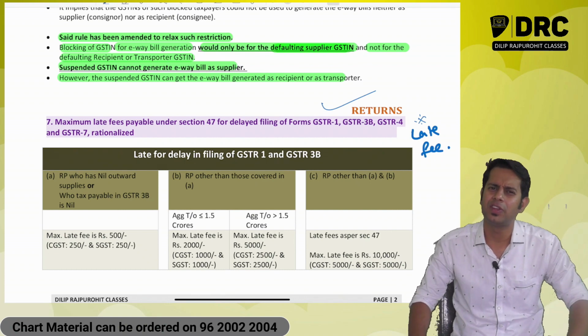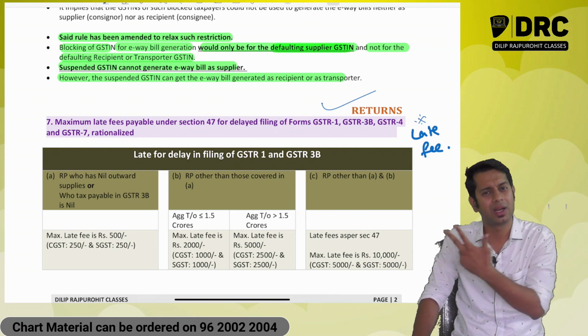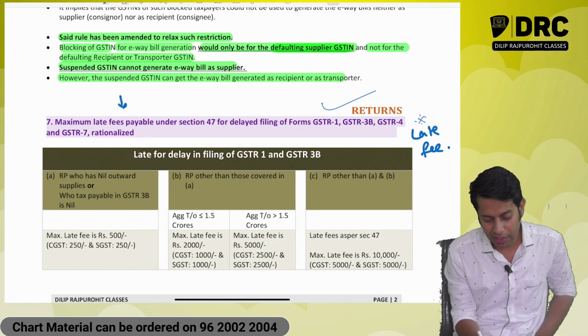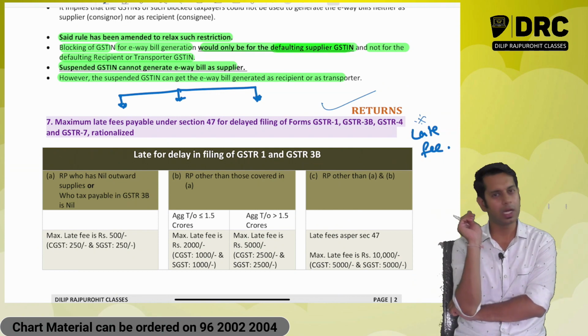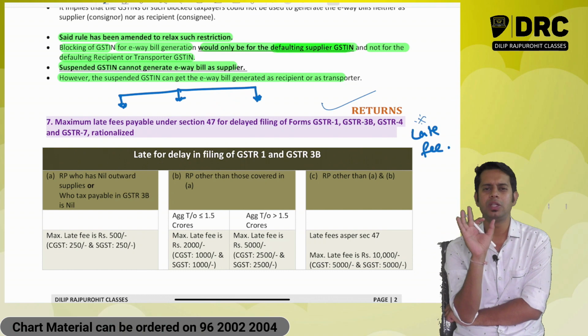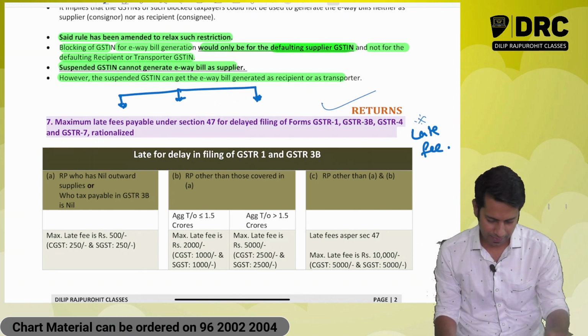Sir, what do you mean by type of registered person? Composition dealer, normal, regular dealer, casual taxable person? No. Type of registered person means here they have divided it based on their turnover. They are told, I will check your turnover, I will check your aggregate turnover. Based on your aggregate turnover, I am going to decide how much late fee you are supposed to pay. What is the new provision telling?